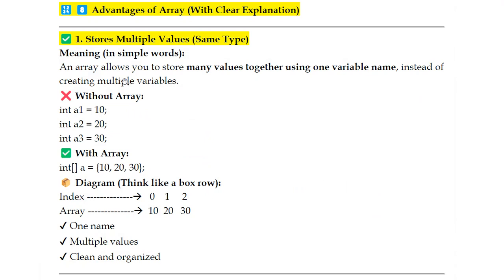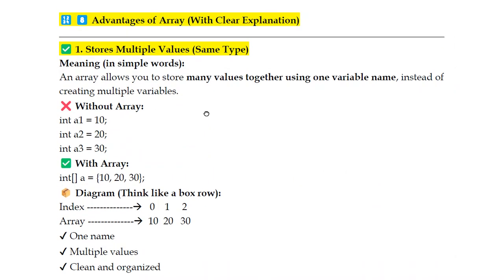Okay. So first, what's the advantage of array? Storing multiple values in a single variable. Am I right? With the same data type. An array allows you to store many values together using one variable instead of creating multiple variables. We already discussed the need of array itself.